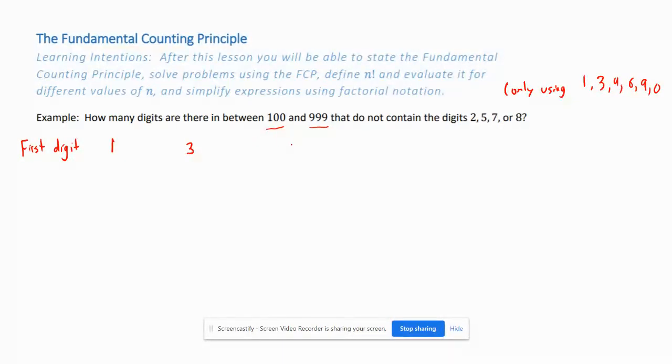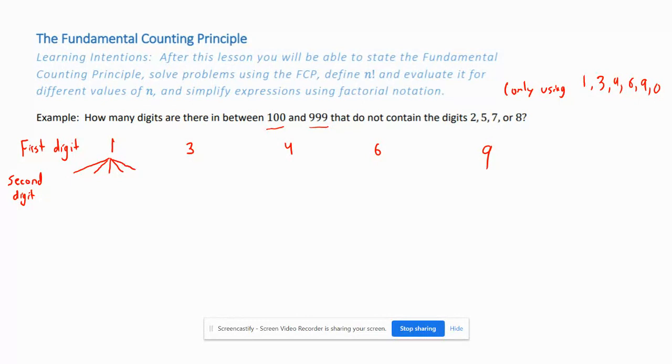So our first digit could be 1, 3, 4, 6, or 9. It could be any of those guys over here. Now, our second digit, and this is where it's going to start getting big, and it's going to get really big after this. So let's suppose that my first digit was a 1. Now, what could my second digit possibly be? Well, there's going to be 6 possibilities.